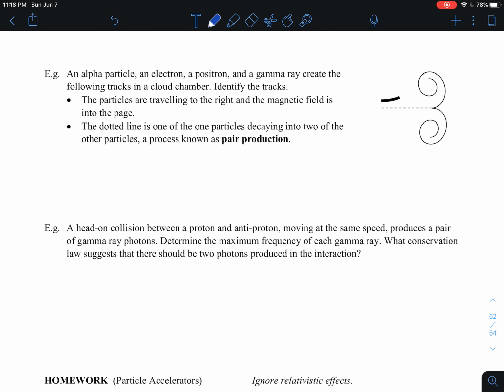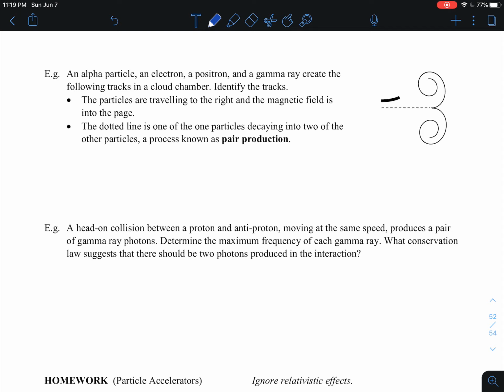Alpha particles, an electron, a positron, and a gamma ray create the following tracks. Identify the tracks. In most cases, we're going to be talking about size. The larger the particle, the larger the path would be. And speed is also a factor of this as well. Here we see a very thick track, most likely a larger particle. And then we have an electron, a positron, and a gamma ray. It turns out that gamma rays, first off, are rays, not particles. They're also neutral, so they will not actually deflect up or down.